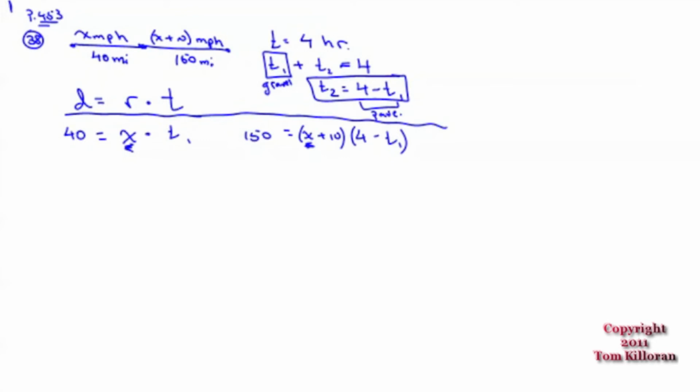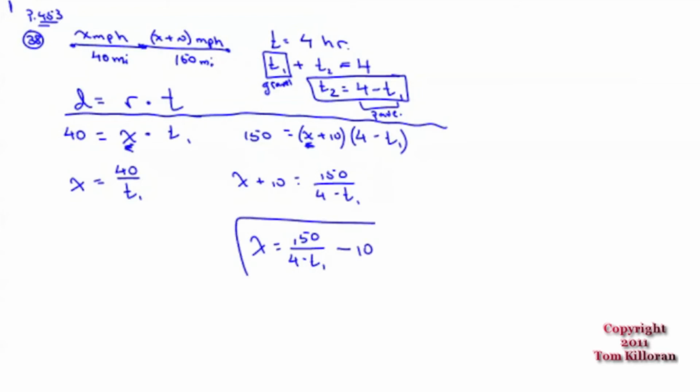If I solve for x over here, you're going to get x is equal to 40 divided by T sub 1. Just leave it alone for now. If I solve for this x, it's going to be x plus 10 is equal to 150 divided by 4 minus T sub 1. And then finally subtract the 10. So we get x equals 150 divided by 4 minus T sub 1, minus 10. So we get these two equations.